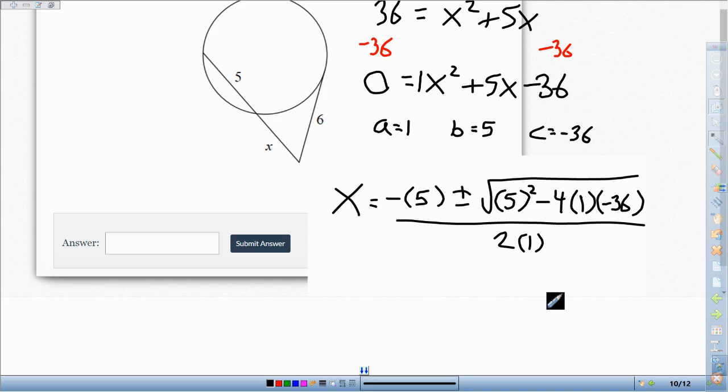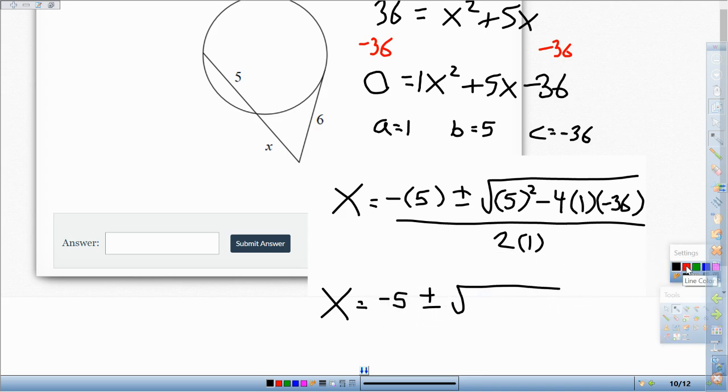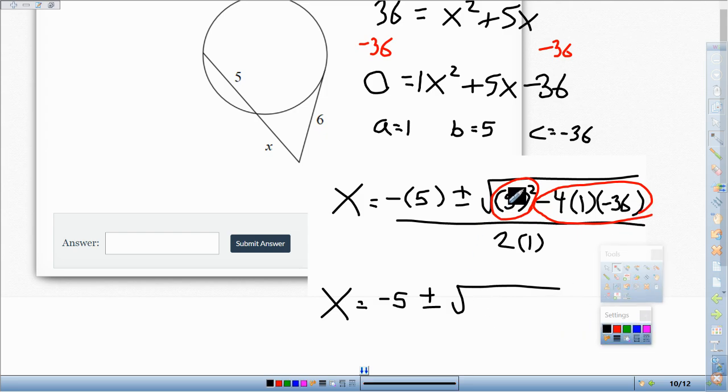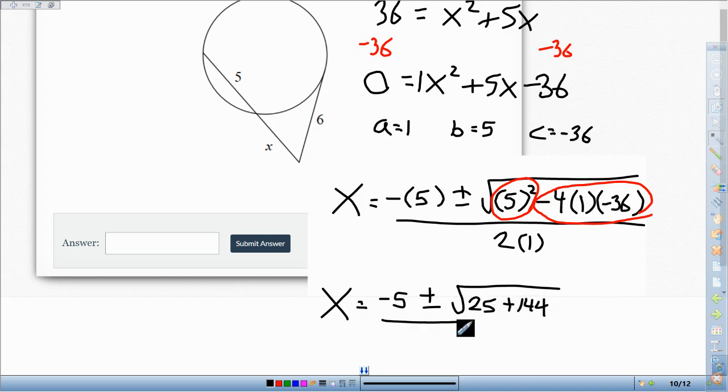On this step, I'm just going to do some simplifying, basically focusing on doing the math underneath the radical. This is a negative 5, plus or minus the square root. Just a reminder, what I recommend is squaring this number and then multiplying these 3 numbers, doing it one at a time. 5 squared is 25. And negative 4 times 1 times negative 36 gives me a positive 144. All divided by 2 times 1, 2.